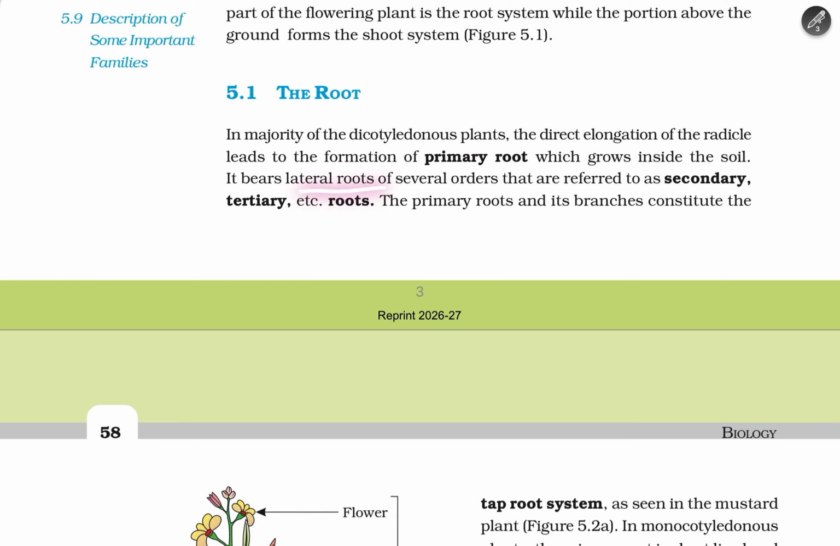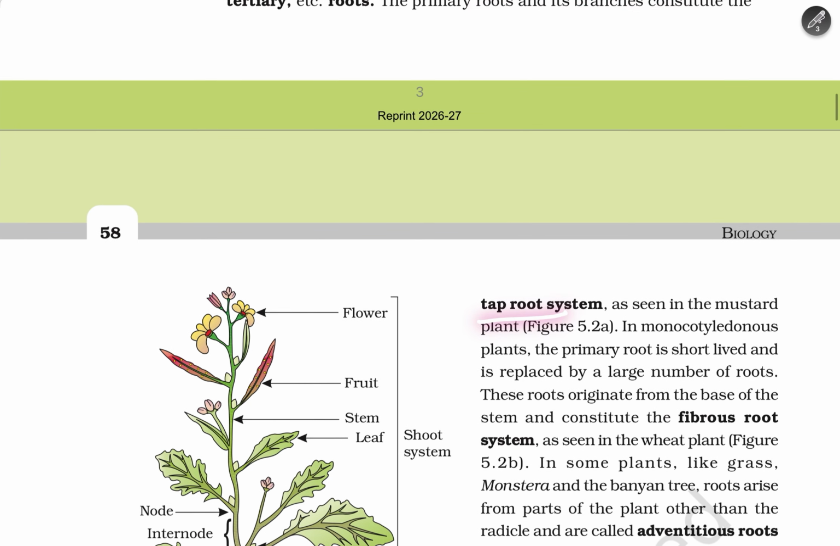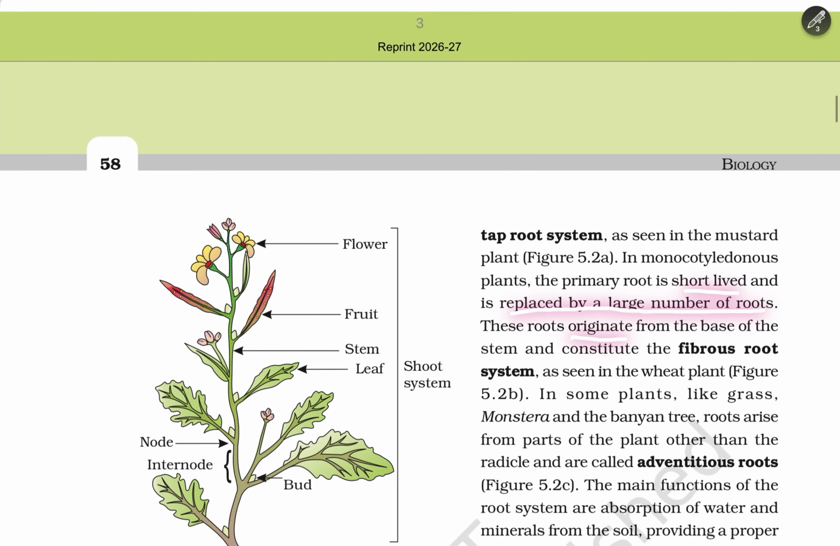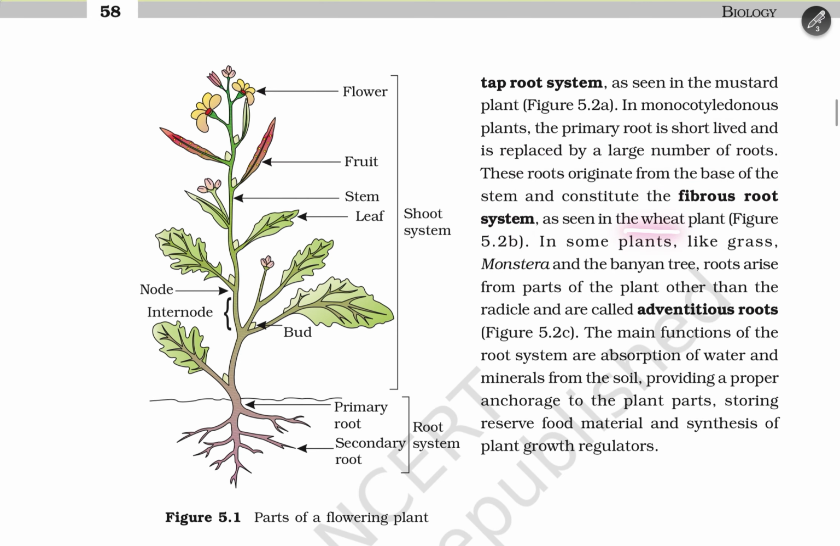It bears lateral roots of several orders, referred to as secondary, tertiary, etc. roots. The primary root and its branches constitute the taproot, as seen in the mustard plant. In monocotyledonous plants, the primary root is short-lived and is replaced by a large number of roots. These roots originate from the base of the stem and constitute the fibrous root system, as seen in wheat plants.